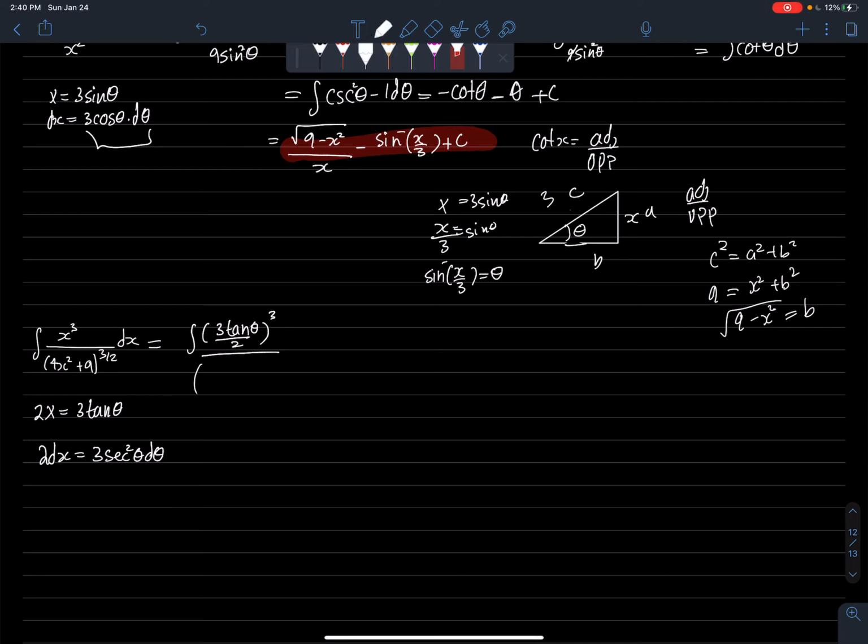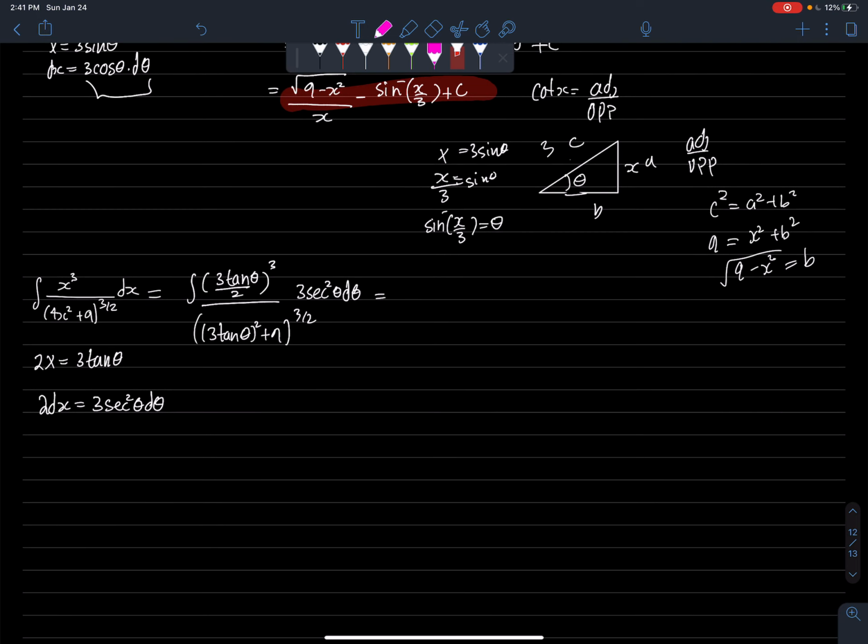Yeah, we can just plug it in, so it'll be (3 tan theta) squared plus 9, to the 3 over 2. Let's change the integration constant. 3 secant squared theta d theta. Right, okay, now we got some simplifying to do. So let's do that separately.